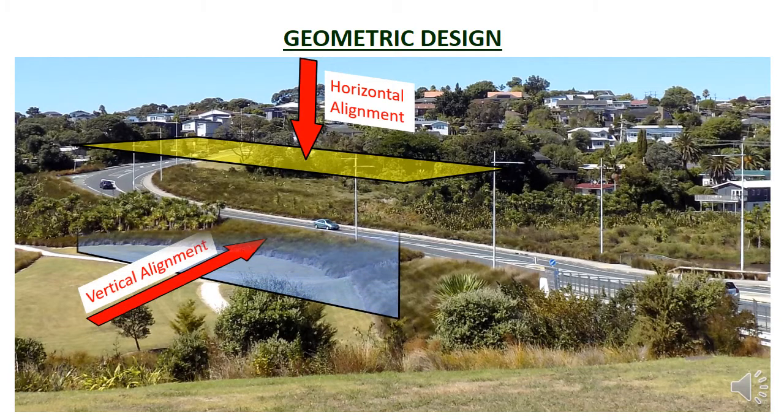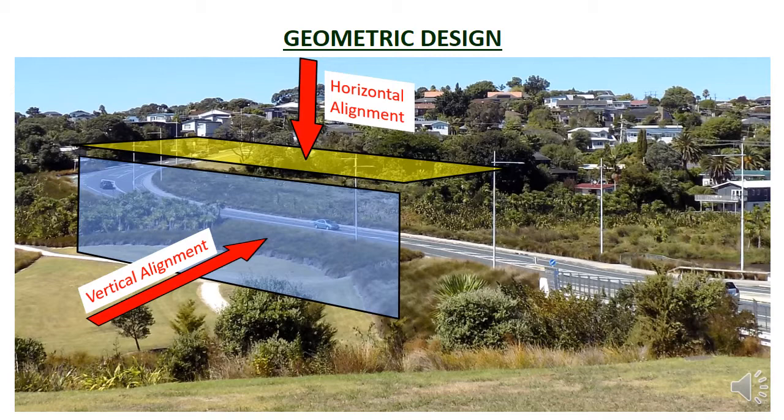Viewed from the side, we see the grades, that is the slopes, and flat sections of the road. In other words, we see what the road would look like if you cut it in half. This is called the vertical alignment, and we define this alignment using drawings called long sections.